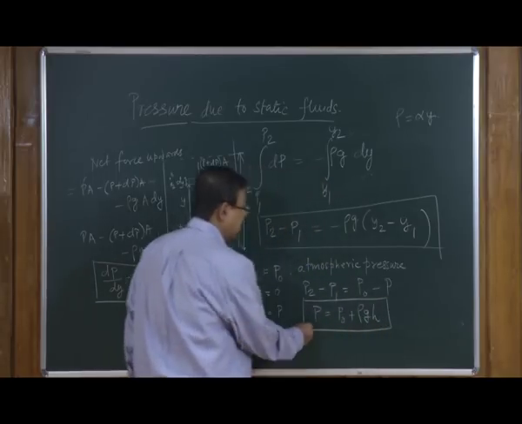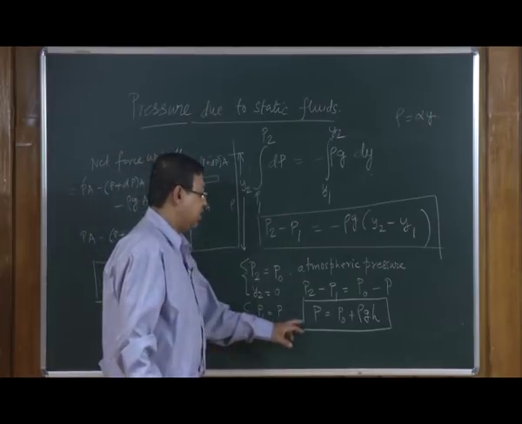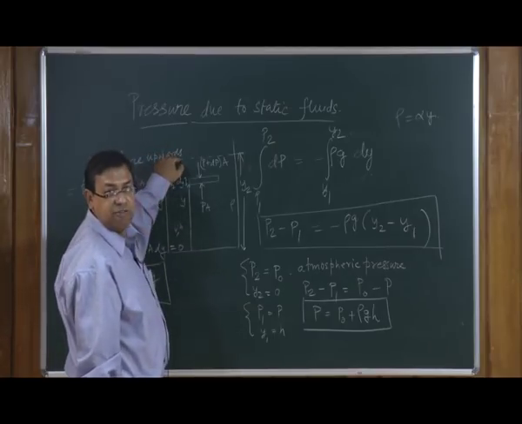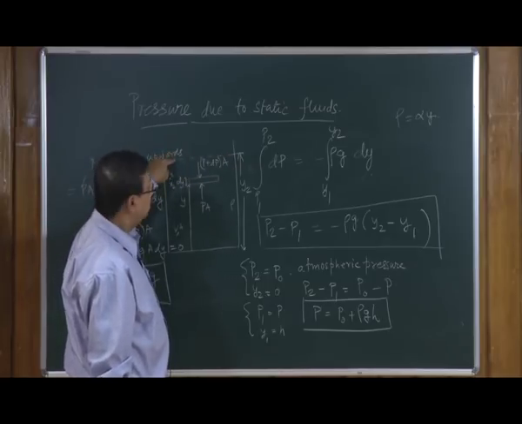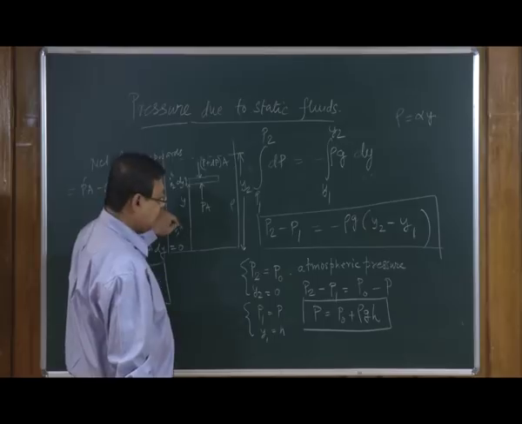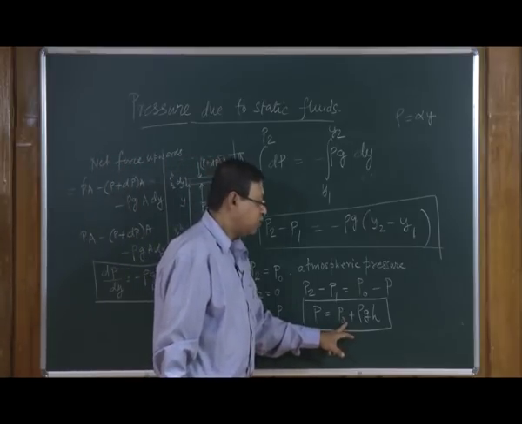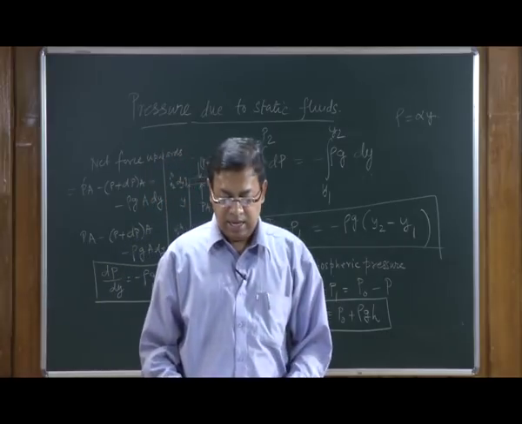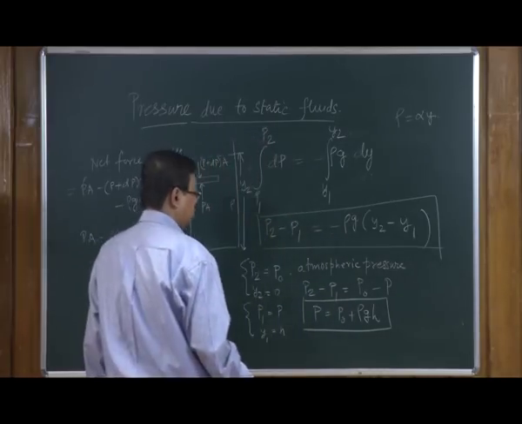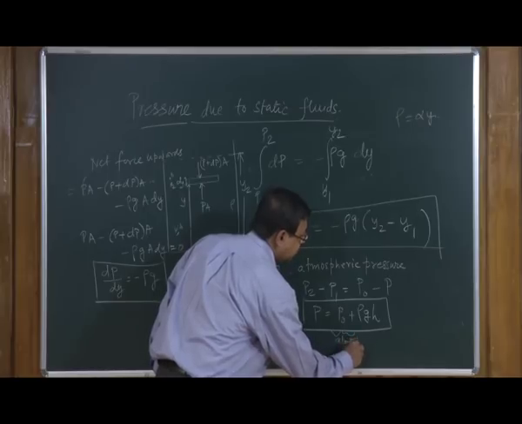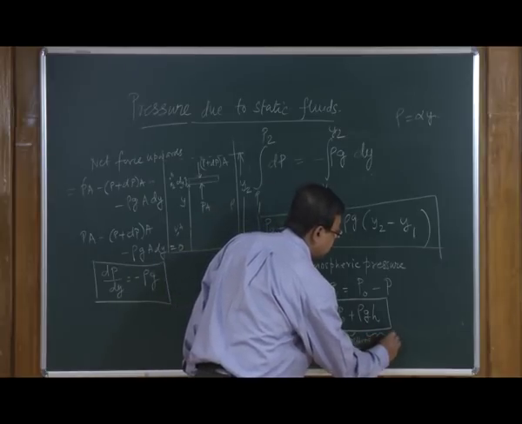So, this is the final result that we wanted to obtain, which says that the pressure at any given point at a depth h, measured from the top surface of the liquid, is equal to the atmospheric pressure plus rho times g times h. That is the expression for pressure that we wanted to calculate. This part is due to the atmospheric pressure, and this part is due to the fluid.